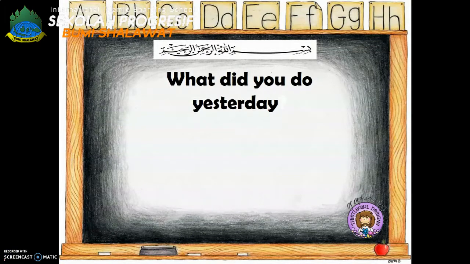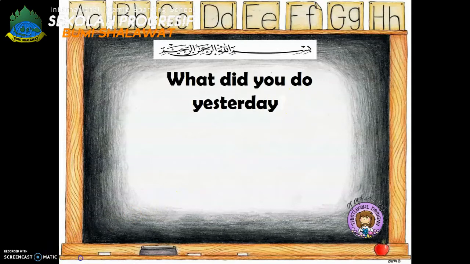Okay, let's take a look at this practice to help you understand more about simple past tense. What did you do yesterday? Now, this is a kind of question. So that's why I put did here and then I use verb 1. So remember, if you have already used did in your sentence, use verb 1. Don't use verb 2 anymore, yeah?